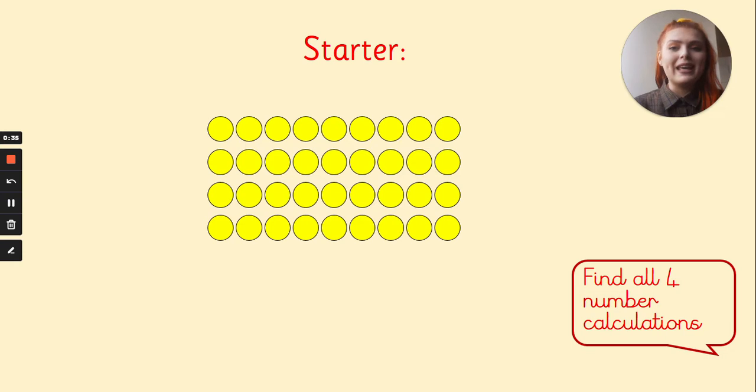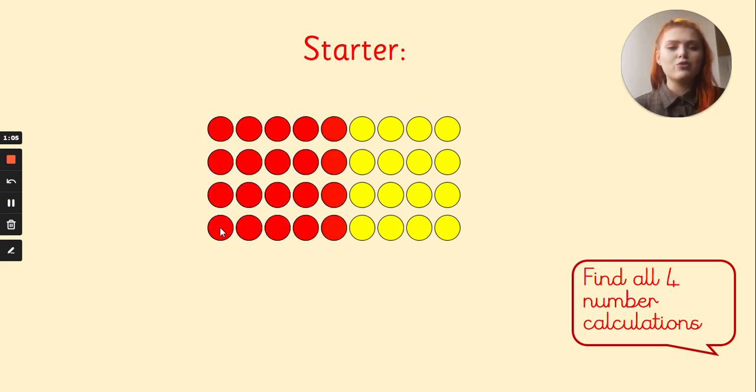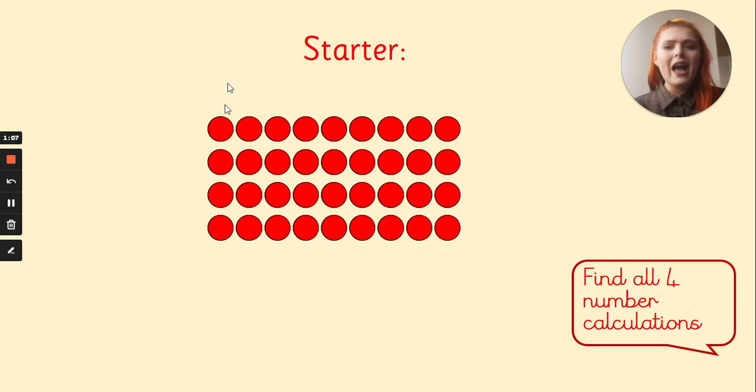So how many counters do I have in a row? I've got 1, 2, 3, 4, 5, 6, 7, 8, 9 counters in a row. And how many rows do I have? 1, 2, 3, 4 rows. So I could say that I have 4 lots of 9, or 4 multiplied by 9. I could also look at this as columns going down. So I've got 1 4, 2 4s, 3 4s, all the way along I have 9 lots of 4.